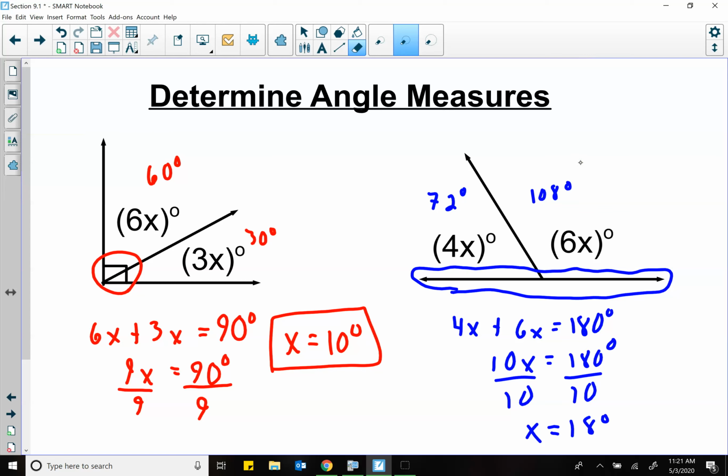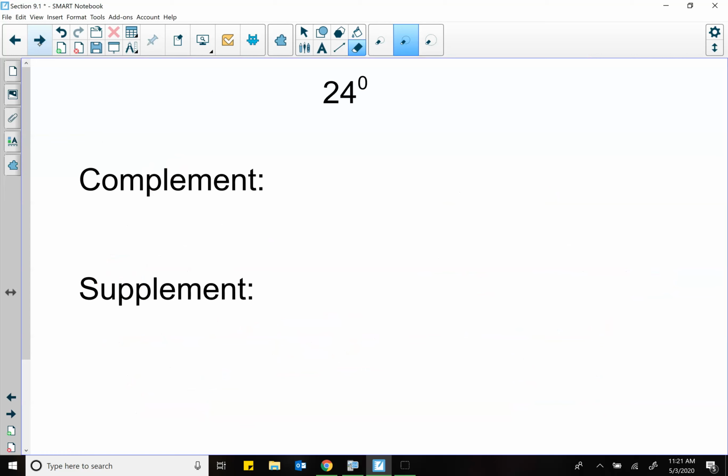Okay, so you have a little bit of geometry to begin with in some of your problems. Right here, one more geometry type problem. They want to know, given this angle of 24 degrees, what is the complement to that? And given this angle of 24 degrees, what is the supplement angle to that? Go ahead, pause the video, and kick out my answers.